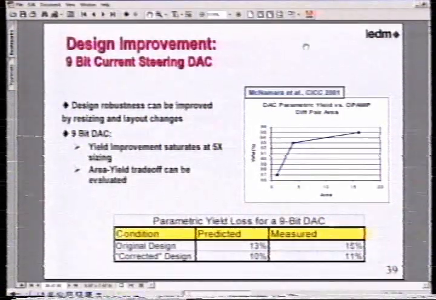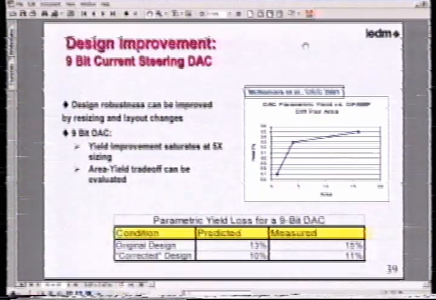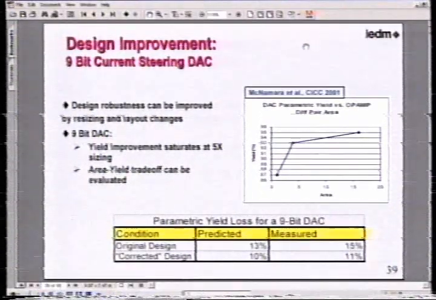I talked about performance versus manufacturability. This is performance versus area. The important thing here is to make sure that as you go up in the area, you can see that you get further and further improvement in yield. But this kind of simulation allows you to say that, okay, if I go above 5, it's not very useful.